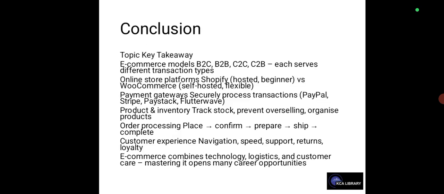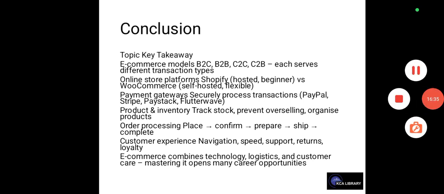So one of the things we've learned in this is e-commerce models. That there are 4 e-commerce models, and these models have their technicalities. So if you want to build an e-commerce website, you have to put all those into consideration. We also look at how to process your order. You have from placing order to confirmation to preparing to shipping and complete. Okay. So e-commerce combines technology, logistics, customer care, and mastering all this opens many career opportunities.